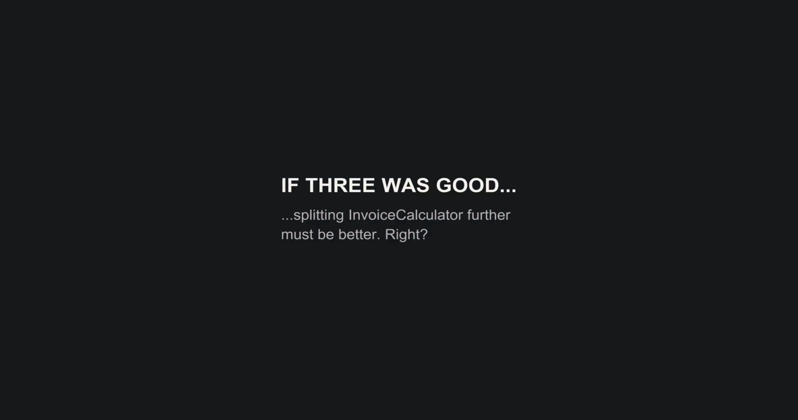It is tempting to keep going. If splitting one class into 3 was good, splitting invoice calculator further must be better, right? Watch what happens when that instinct is not checked.